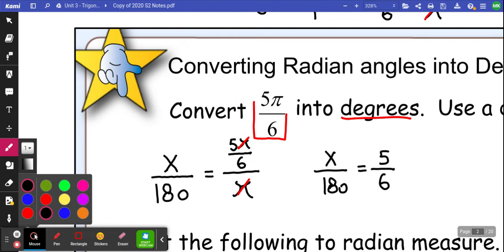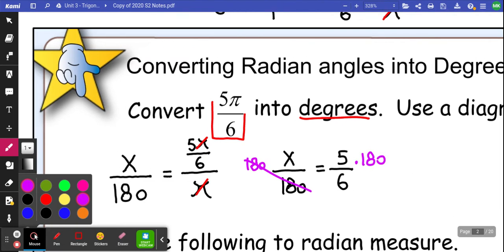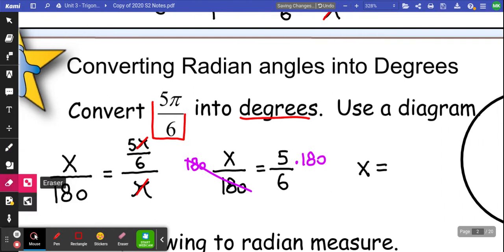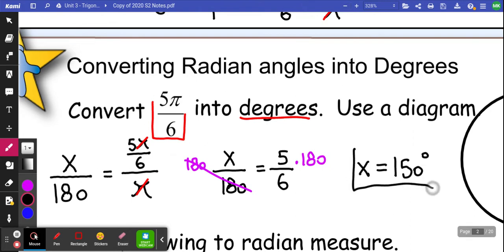Multiply that 180 to the other side. And you get x equals 150 degrees. That is how you would algebraically solve this.